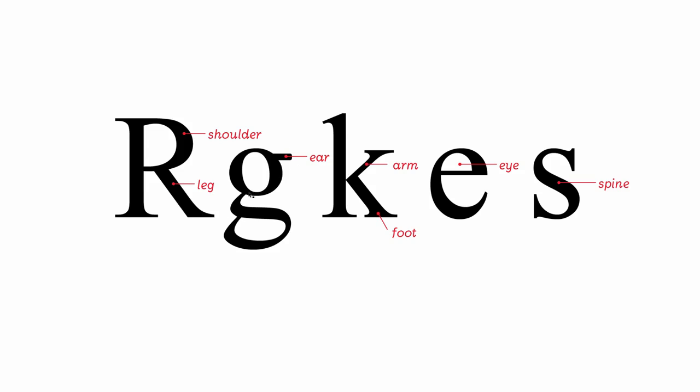The small appendage on the upper part of the G is called an ear. At the bottom of the leg of the K you can see it has a foot, and sticking up in the air above that you can see there's the arm. And here you can see the negative space, the counter space that's trapped inside the letter E, is called the eye. And the diagonal holding a lot of the weight and the stress of the letter S is called the spine.